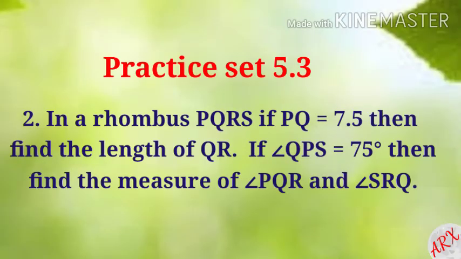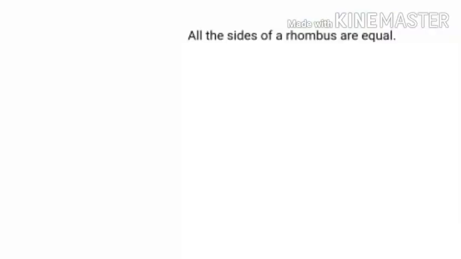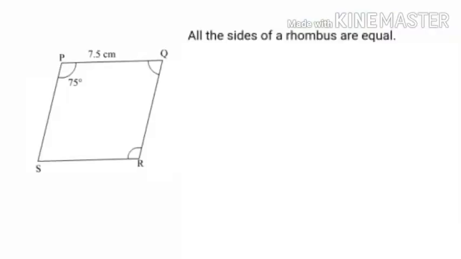Question number 2. In a rhombus PQRS, if PQ equals 7.5, then find the length of QR. If angle QPS equals 75 degrees, then find the measure of angle PQR and angle SRQ. Now as we know, all the sides of a rhombus are equal. Therefore PQ equals QR equals 7.5 cm.